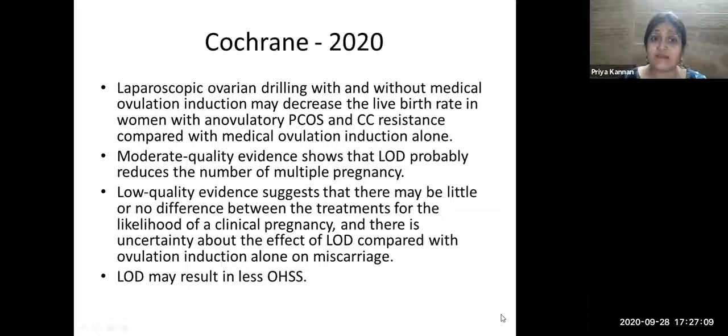there was a low quality evidence which suggested that there may be little or no difference between the treatments for the likelihood of a clinical pregnancy, and there is uncertainty about the effect of LOD compared with ovulation induction alone on miscarriage. However, laparoscopic ovarian drilling reduced the OHSS incidence.